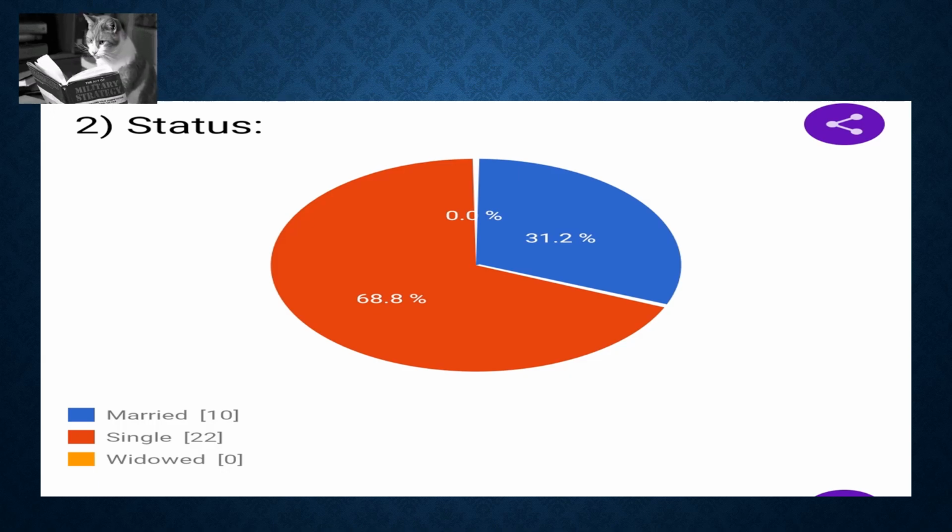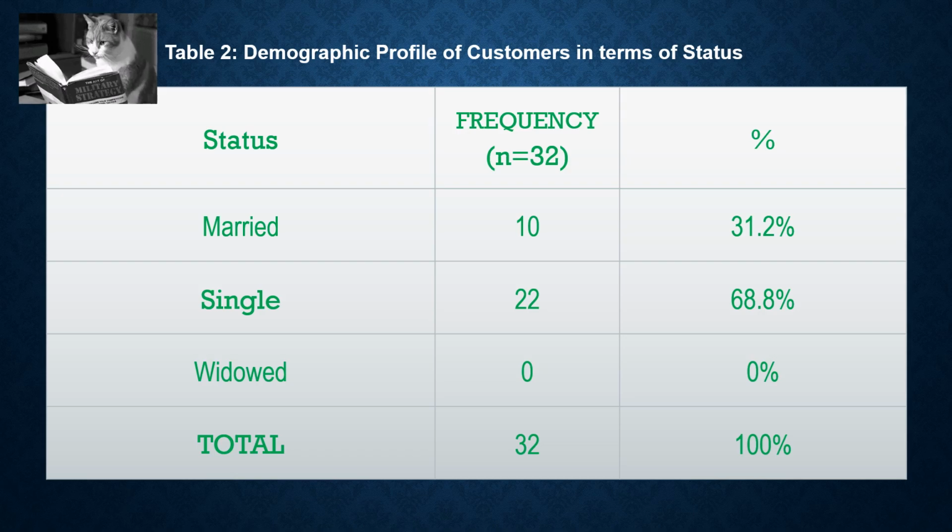Next will be the status. We have three choices: married, single, and widowed. Kindly check, married has 10, single 22, widowed 0. Their percentages are 68.8%, 31.2%, and then 0% for the widowed. Okay, so how do we make this table? All you need to do is just copy and paste what is stated here in this result. Okay, and this is table 2, demographic profile of customers in terms of status.